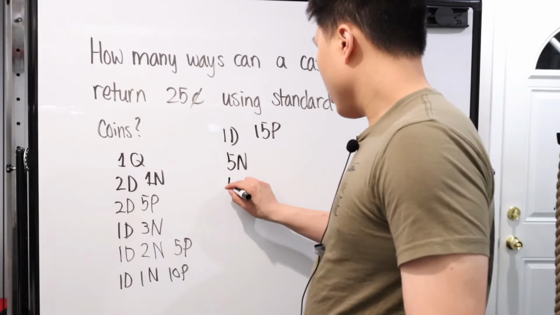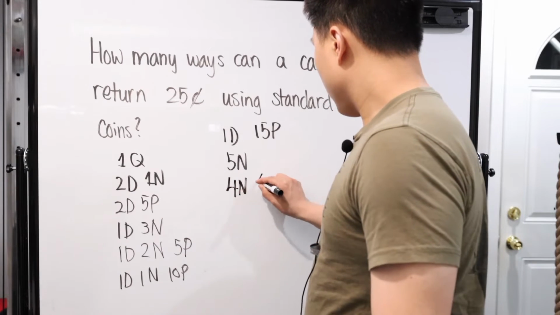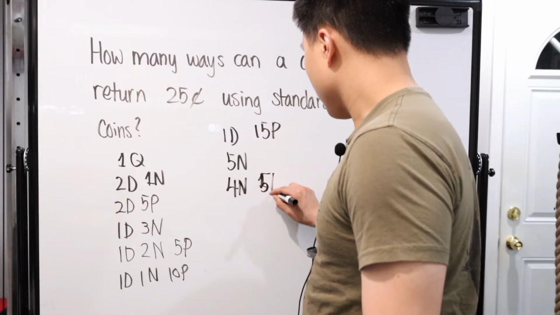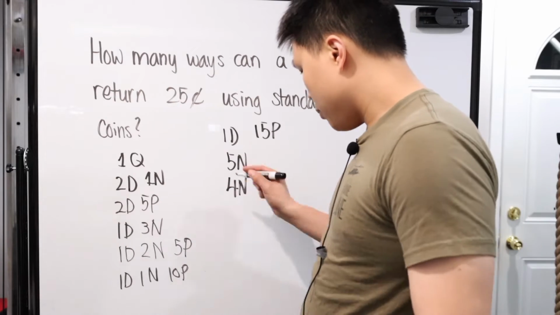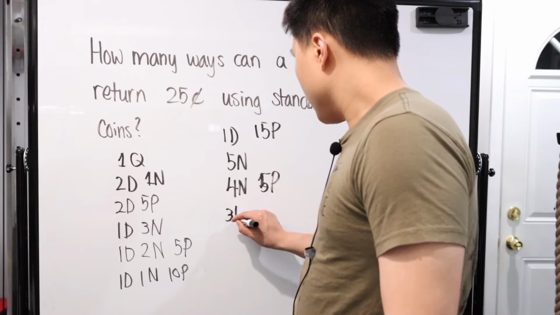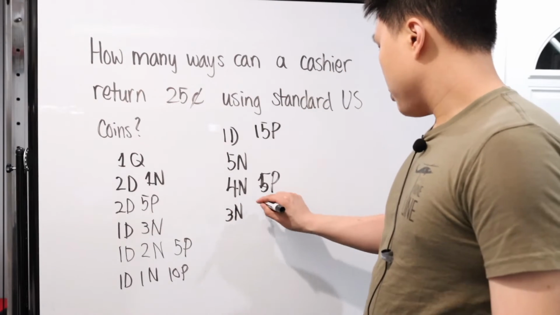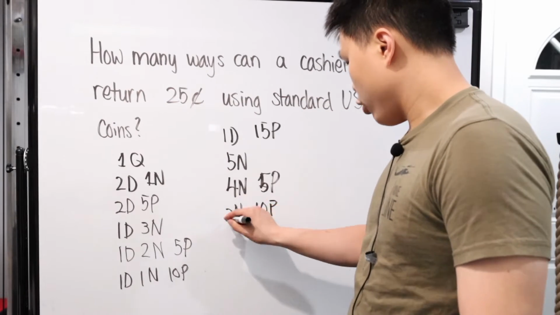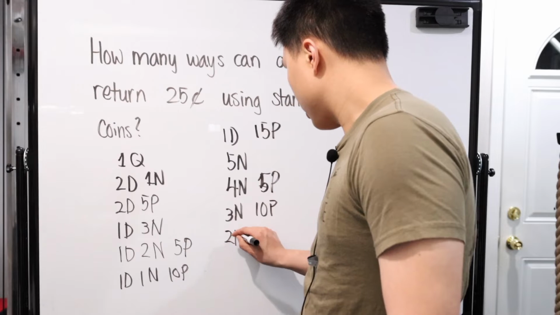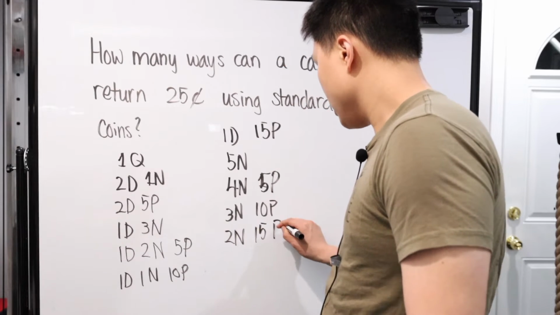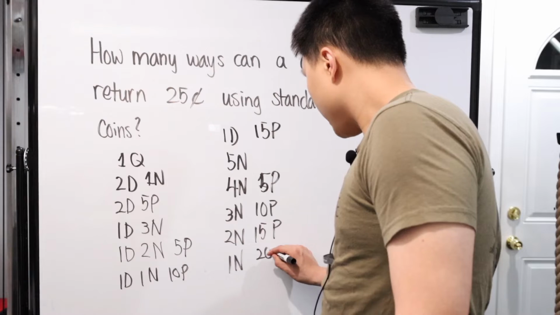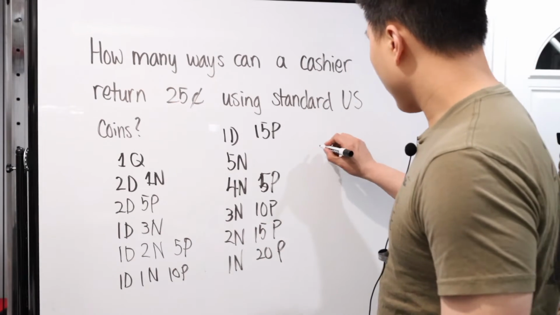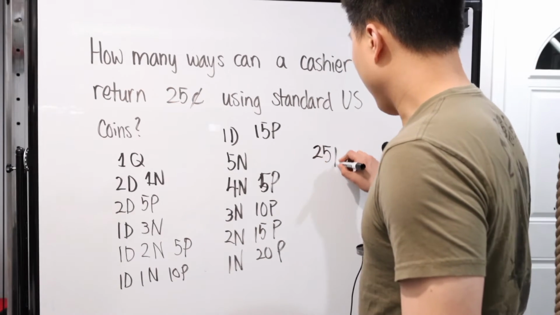And then now we can have 4 nickels, 5 pennies. I don't know why I said 1, probably because I was thinking about pennies. All right, and then after that, we can keep on going, right? That's 3 nickels, and that's going to be 10 pennies. Then 2 nickels and 15 pennies. And then we're going to have 1 nickel, and that's going to be 20 pennies. And of course, afterwards, we have our standard 25 pennies.